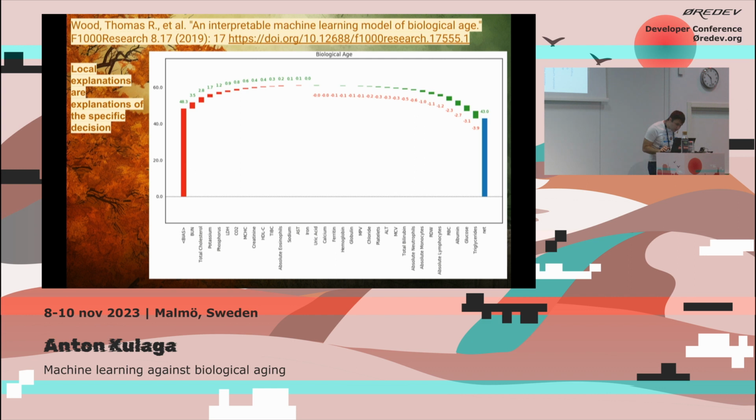So here, for example, you can see that BMI or total cholesterol actually contribute to higher biological age prediction, so probably you have to work with them. Yes, that's how you can reason about your own predictions.